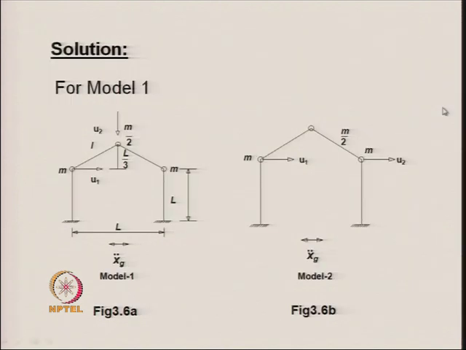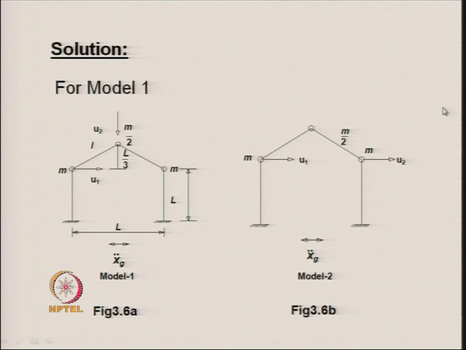The problem for which this mass matrix exists is shown over here. This is the pitch roof portal frame, and one can model it in two ways. The first model is this one, in which the kinematic degrees of freedom are the rotations at this point, this point, and this point. If we assume the inextensibility of the members, then two translational degrees of freedom will exist, and one can choose them in different ways.